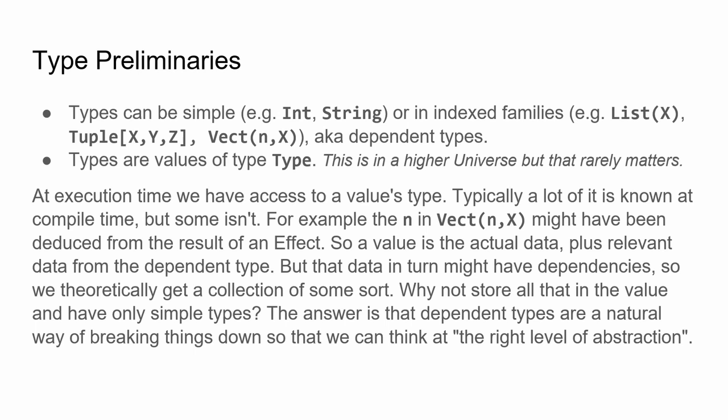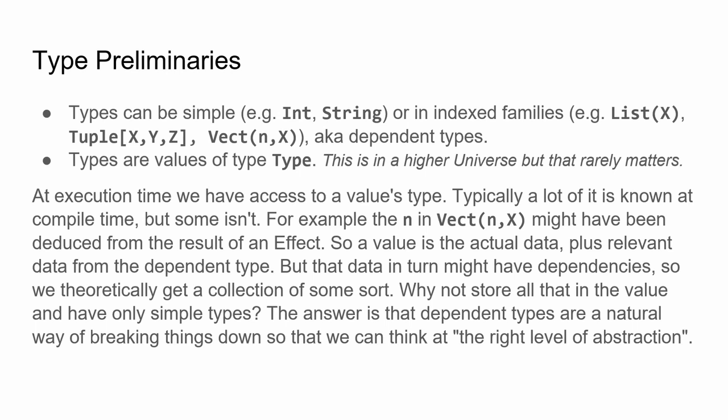At execution time, we have access to a value's type, but typically a lot of it's known at compile time and doesn't need to be kept at runtime. But that's not necessarily the case. So the n in vect of n, x might have come from an effect. It might have been read in some way from a database or something.